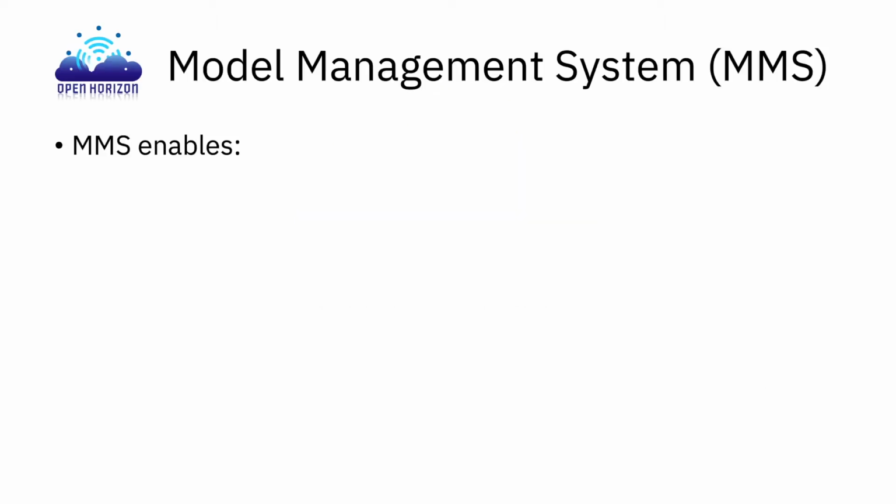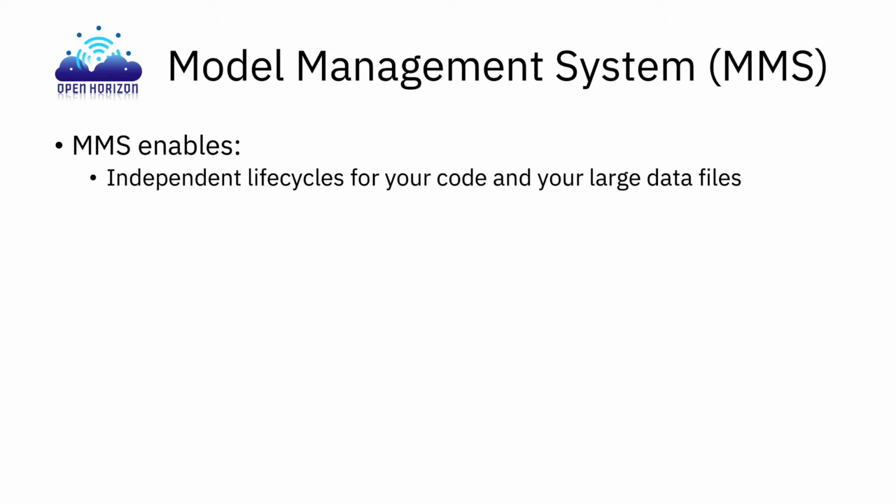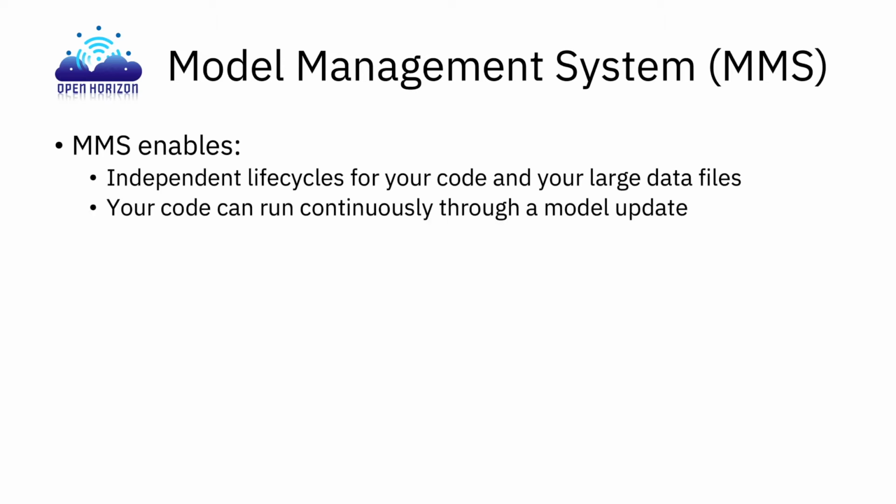And if you don't recall what the model management system is, it enables you to have independent life cycles for your code and your machine learning models or any large data file. And it means that your code that you've already deployed in a Docker container onto your edge node can continue to run all the way through a model update. It doesn't need to stop running. It can continuously provide service to its clients and just switch to the new model whenever the new model arrives.